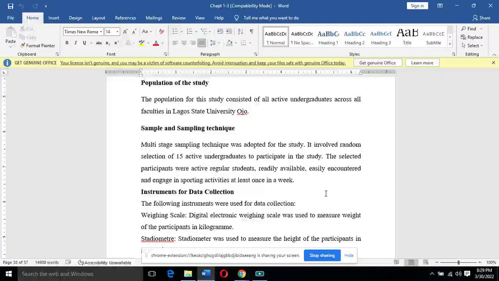So the next one is the instrument for data collection. I have explained this. In research, we have instruments. If it is experimental research, maybe you are working in the lab, your petri dish and all those things are the instruments that you use. But if your research is a survey, you are sharing questionnaire, that questionnaire is your research instrument. And if you are using interview, that interview guide, where you write all the questions you want to ask, is your instrument for data collection.